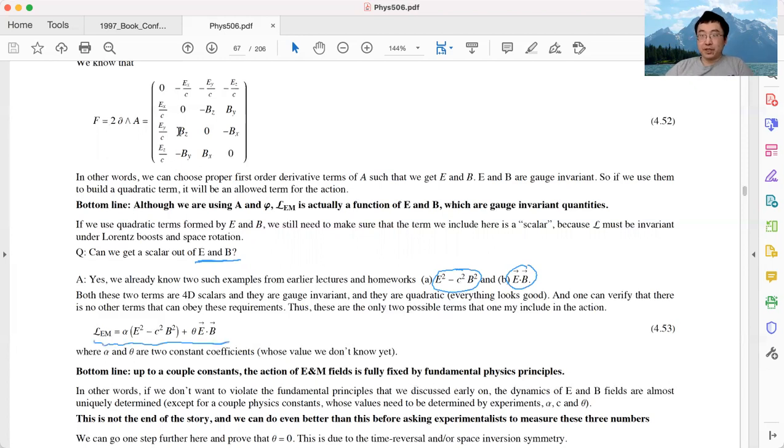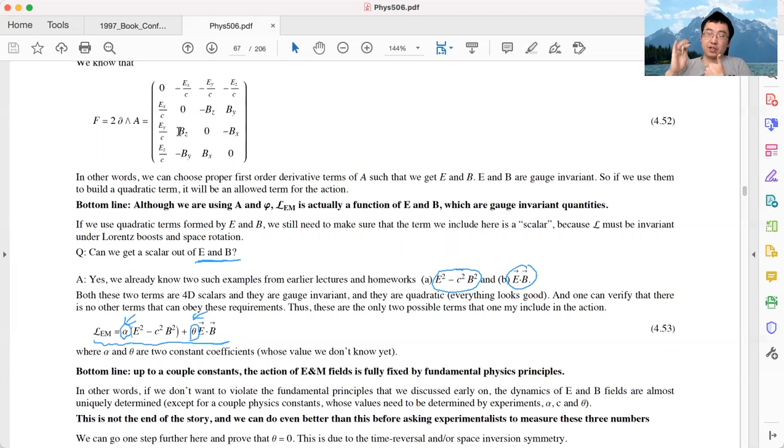contain two terms. One is E squared minus B squared, another is E dot B. Of course, each of them allows an unknown coefficient. I will call the coefficient of the E squared minus B squared term alpha, and the E dot B term I will call the coefficient theta. That's the action. And this action is the only action that is allowed by the symmetry.